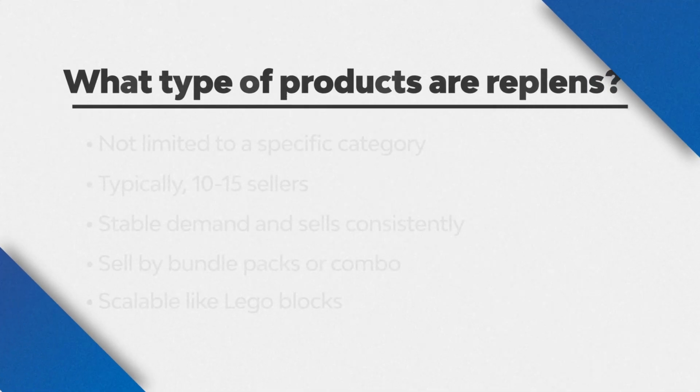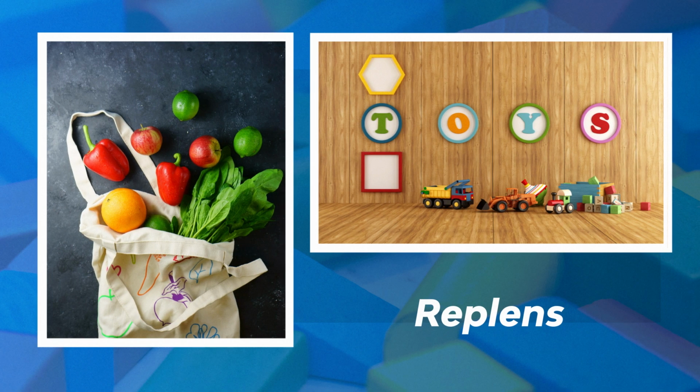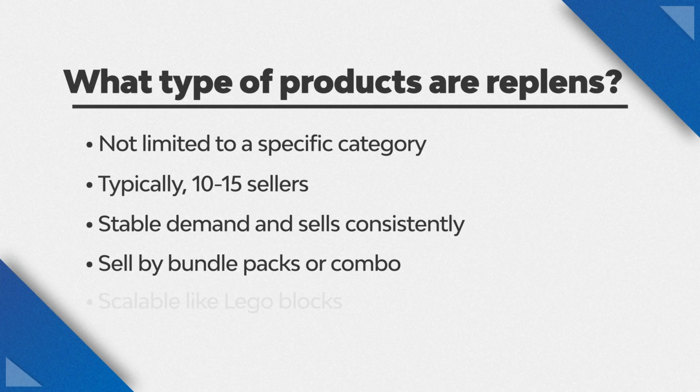So what type of products are Replens? Replens could be anything. It's not limited to a specific category. It could be toys, it could be groceries, it could be all different types of products. Typically, there might be 10 to 15 sellers on it, and there's a stable demand each month, and you're selling the products consistently. So the prices don't fluctuate by too much every month, and you might use bundle packs or combos. These are products you could always buy and you can build up to a scalable business model like Lego blocks.